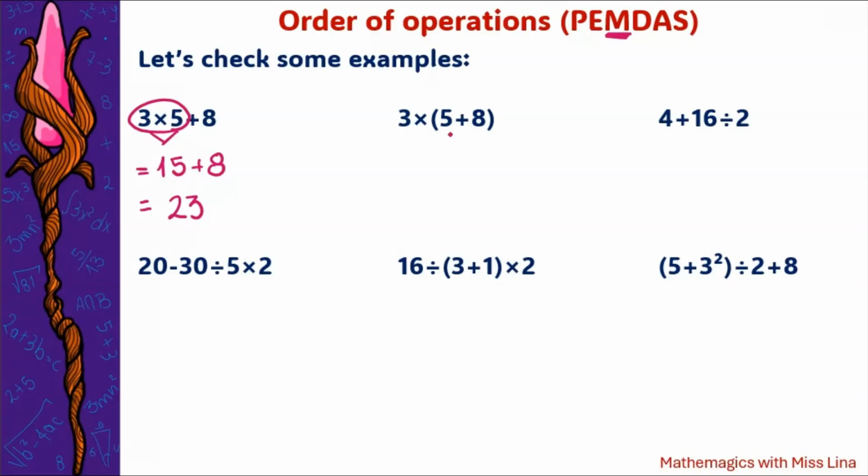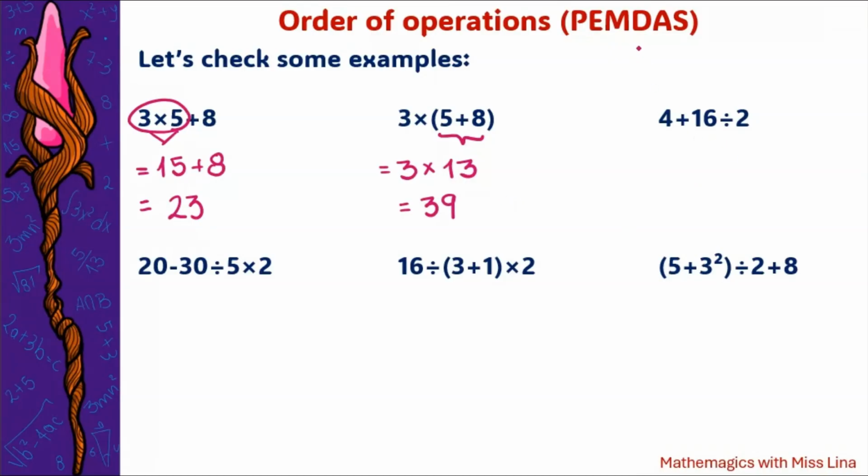Notice that this one is pretty similar, but this time it has parentheses. That's going to change the result because parentheses go first. That means it's the addition that I should do. Since I'm not doing the multiplication yet, I leave the 3 again. I'm not going to do anything with the 3 yet, and I do 5 plus 8. That is going to be 13. Now the multiplication is the only operation, so I just do it. 3 times 13 is 39.